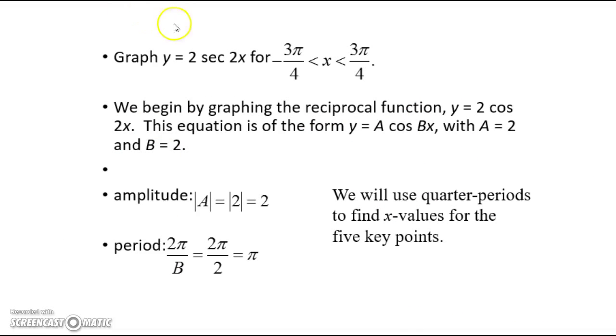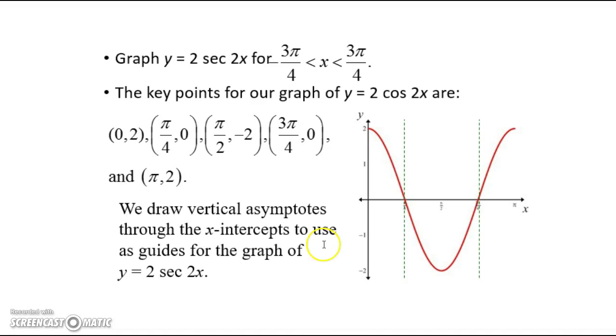So if we wanted to graph 2 secant of 2x, we're going to first graph the cofunction 2 cosine of 2x. We see that cosine has an amplitude of 2, and we see that it has a period of pi. So we're going to first graph that function. So here we are. Here is the maximum. It has a 0 at pi over 4, comes down here and has a minimum.